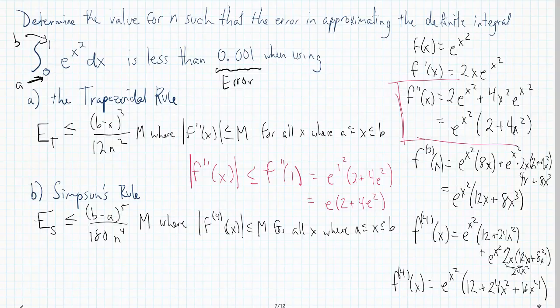So when we plug this in, we get the error bound. Well, that is going to be 0.0001. Oh, we only want 0.001, sorry. So 0.001. We want that to be our error bound. We know that on a and b, we have b equaling 1 and a equaling 0. So you get (1 minus 0) cubed divided by 12 n squared times M, which is our bound. So it's e times 2 plus 4e squared.